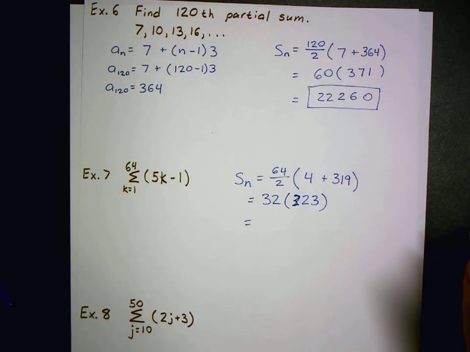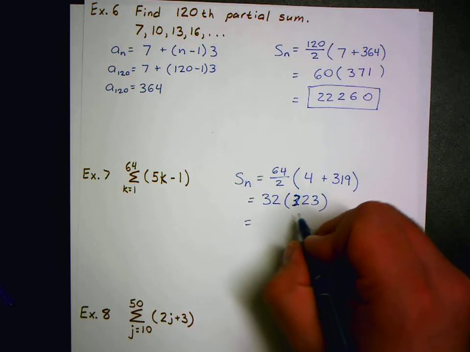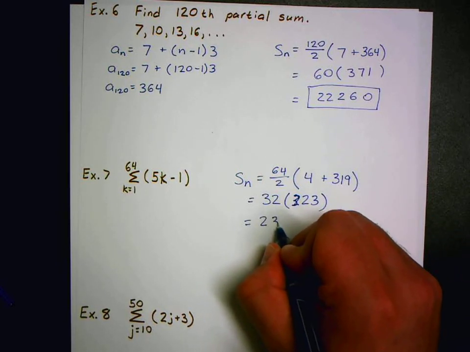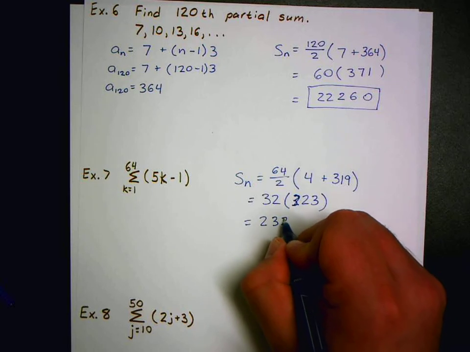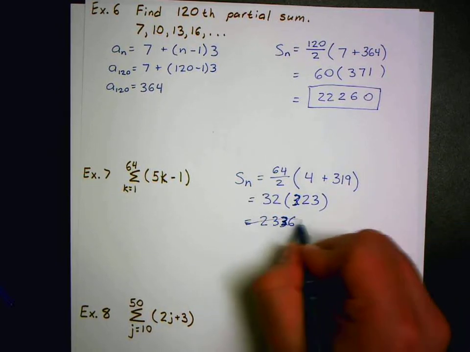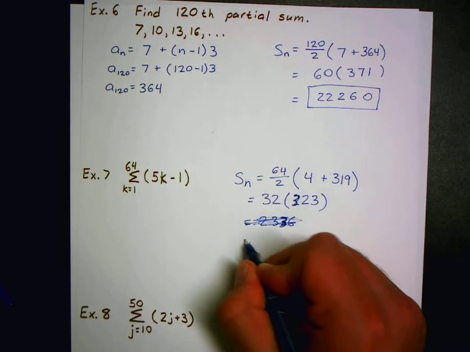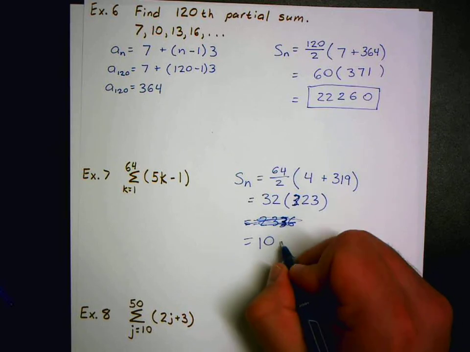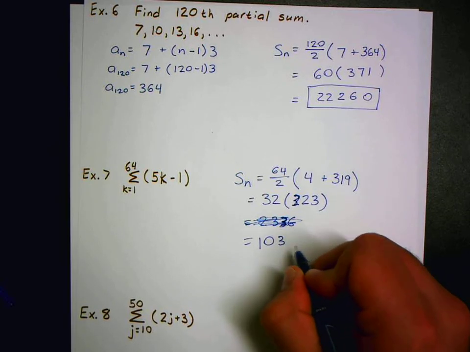Yeah, I'm not doing that one. What? 326? 36. Oh, okay. Start all over. 10,000. 336.